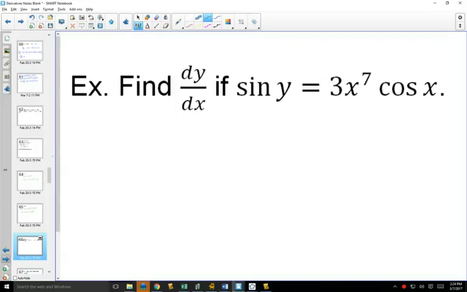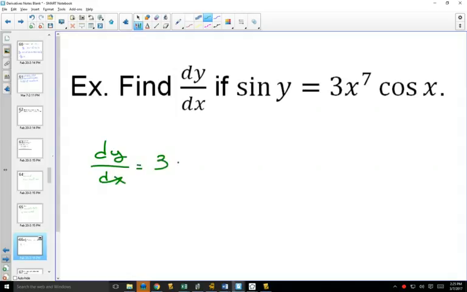What kind of rules do we have for derivatives? Here we're going to have a product rule. Do we have any chain rules? Do we have any functions inside of other functions? No. So dy dx is going to be a product rule.